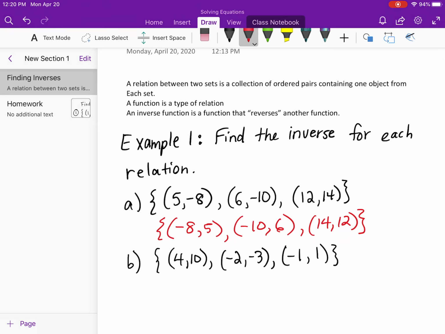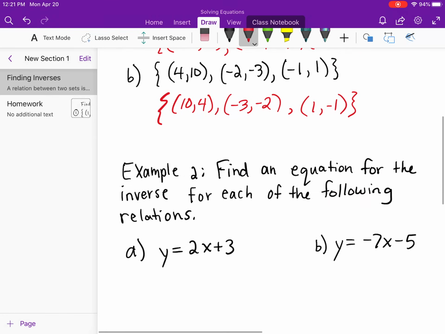So let's do another one just to make sure we got it. It's kind of tricky. Don't want to throw you off. So this would be 10, 4, and then negative 3, negative 2, and then 1, negative 1. Okay, that's it. That's all you have to do to find the inverse for a relation.